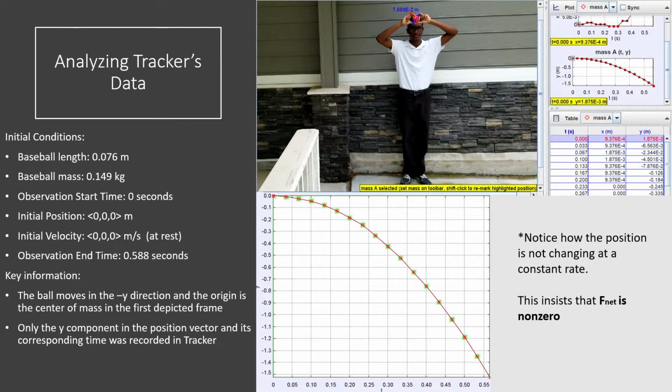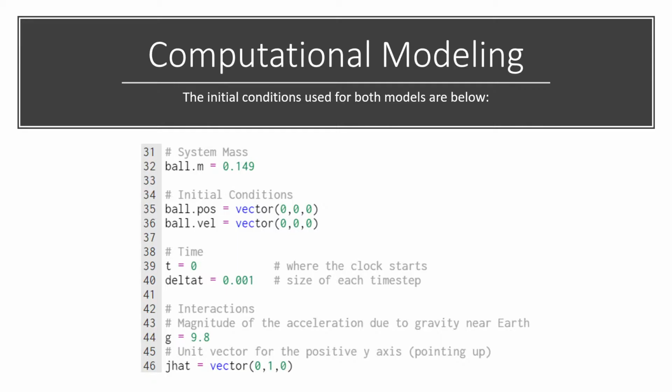To the right, you can see how I track the ball's motion in Tracker, and below that is an enlarged graph from Tracker that shows the ball's y-component position with its corresponding time. It is important to notice that the position is not changing at a constant rate, and the slope gets steeper as time progresses, which means that the net force is non-zero. And in this case, it also indicates that the velocity is not constant, which makes sense because the ball is speeding up as it continues to fall.